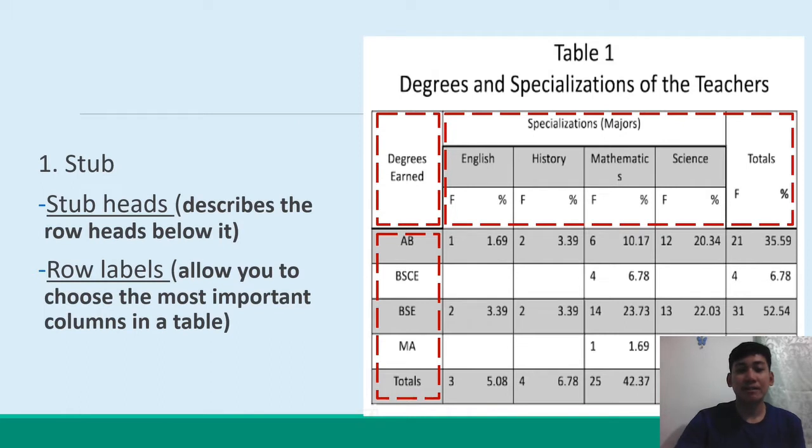So stub ay nahahati sa dalawa. So we have stub heads and row labels. So stub heads describe the row heads before it. So ito yung stub heads. Then row labels allow you to choose the most important column in the table. So, ito yun.